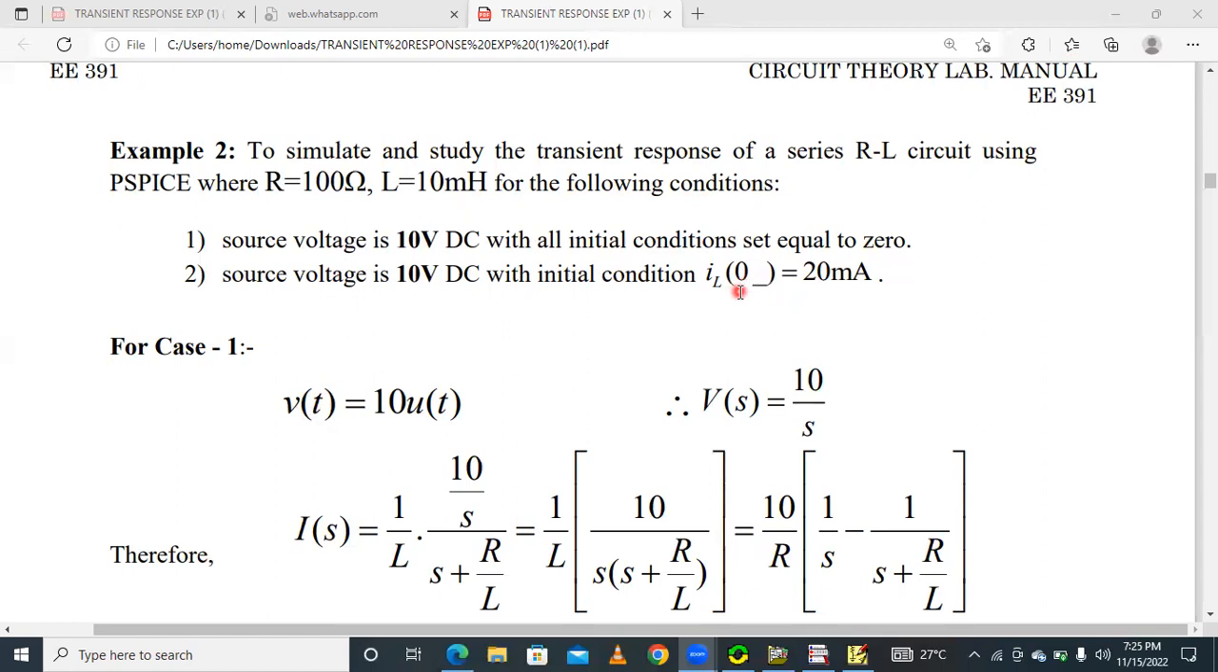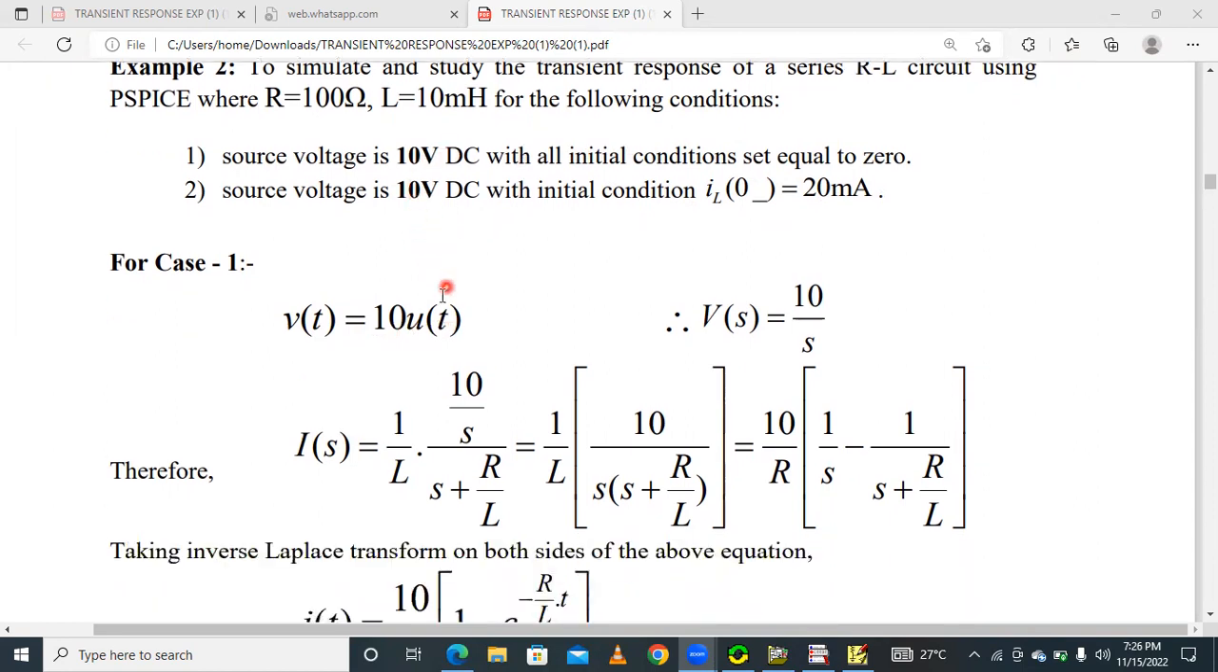These are the initial conditions for the inductor: the current through the inductor, IL of 0 minus, is equal to 20 milliamps. First we concentrate on case 1, condition 1. So V of t is equal to 10 into U of t. This expression is how DC 10 volts can be expressed.